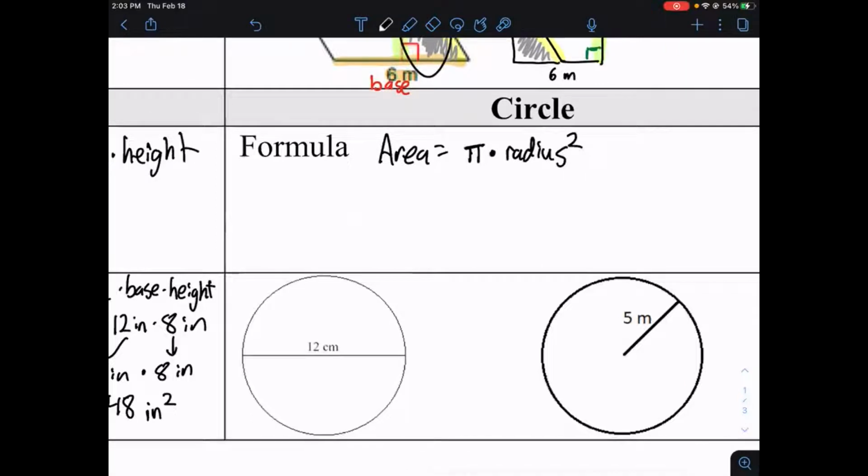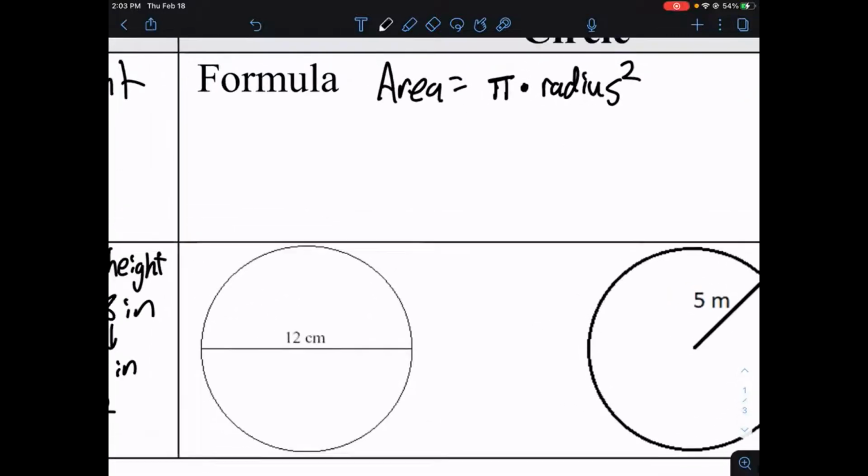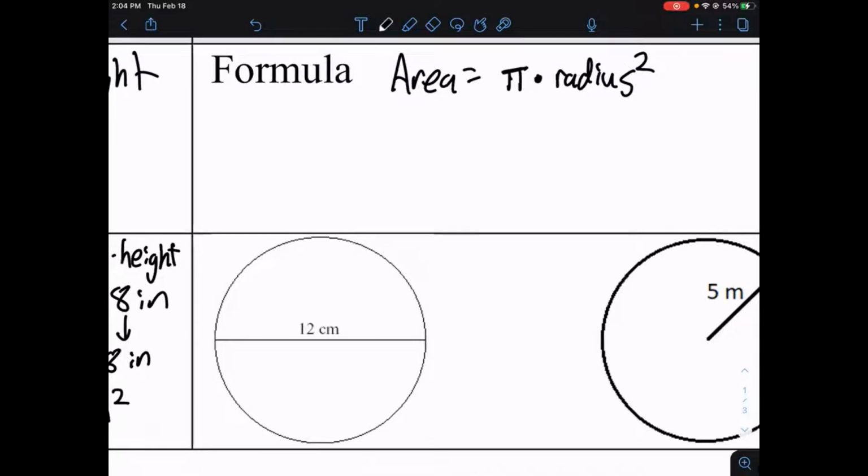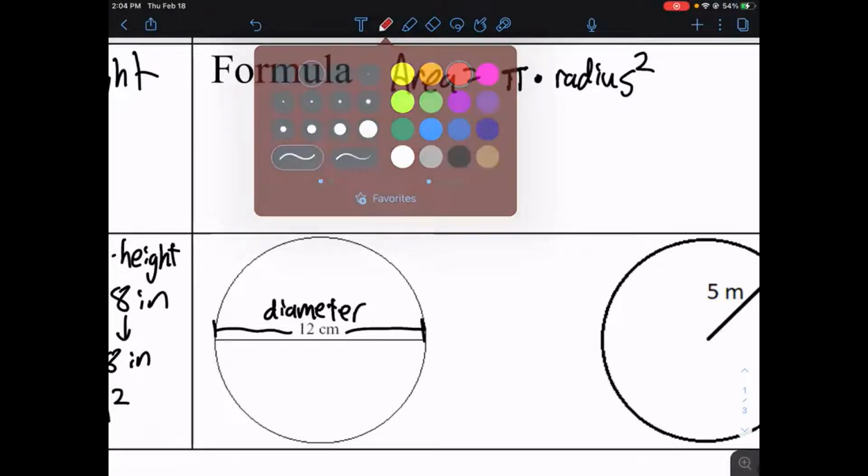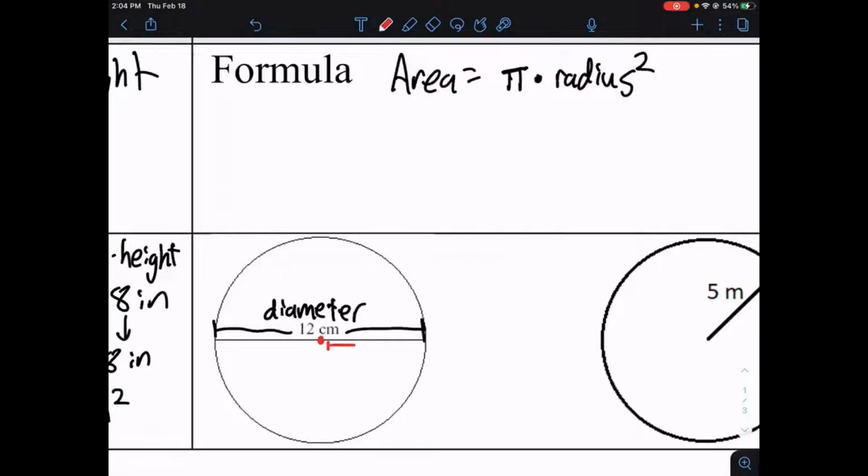Okay, so we want to remember that the radius is the distance from the center of the circle to the actual circle, the outside. For this first example, the 12 is the whole distance. This is known as the diameter. But the area formula does not involve the diameter. It needs the radius instead. So the radius, again, would be from the center to the edge.